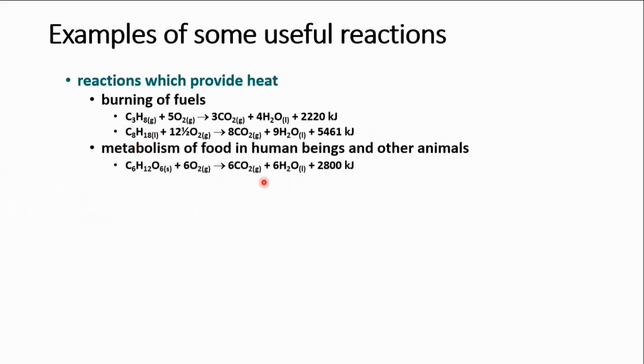Another famous one is metabolism, where glucose is oxidized in the mitochondria of cells, and we typically produce 2,800 kilojoules per mole of glucose.